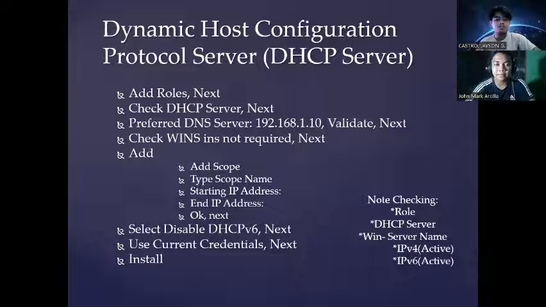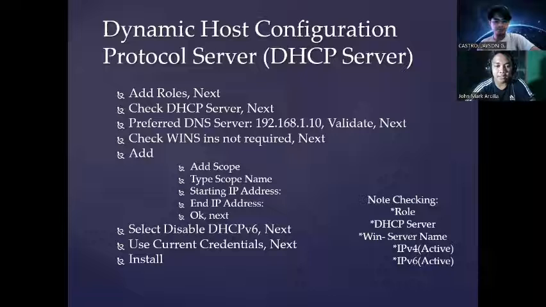Next step is check the WINS, WINS not required, and then click next. Then click add. Next step is add scope. Type the scope name, the starting IP address, and the end IP address, and then OK, then next.